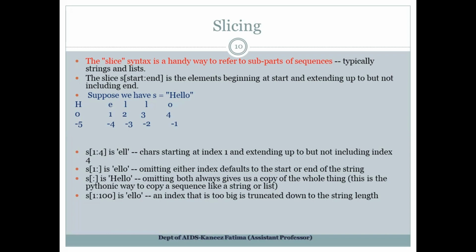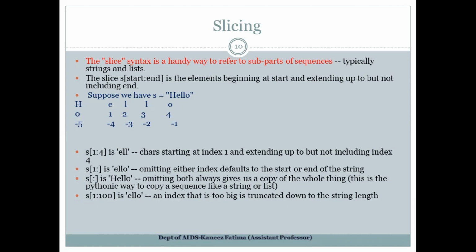So coming forward towards some examples given here. S[1:4]. That is, S of 1 colon 4. 1 means I have to start from the first letter and go till the fourth letter. That is, I am getting E, L, L. There are 3 letters that get printed. So it starts at index 1 and extends up to, but not including, index 4. That is, it should start from the first letter and it should not include the fourth letter. So I will be taking only 3 letters.